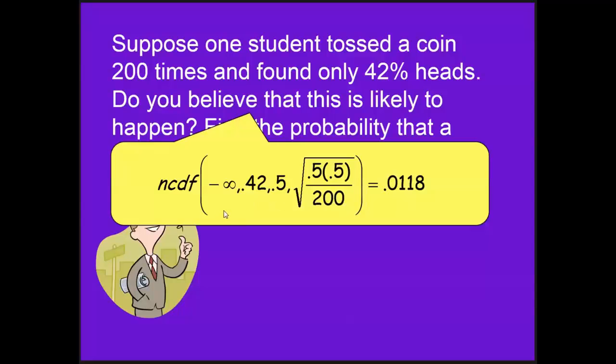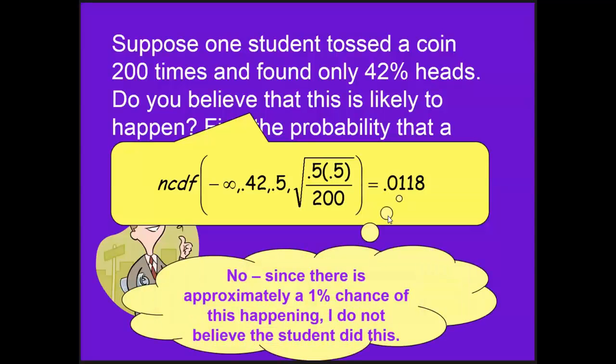And so when we calculate the probability from the CDF, we get a p-value or probability of 0.018, and that's about 1%. So, do I believe the student? He says, yeah, I was flipping a coin and I flipped it 200 times and I got heads 42% of the time. You would look at him funny and go, no, you didn't. You miscounted. You're dishonest. There's some sort of issue at hand.